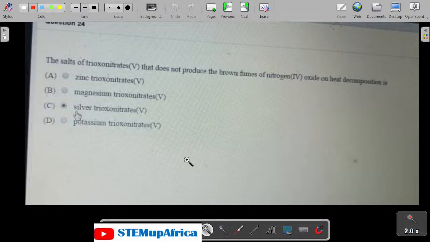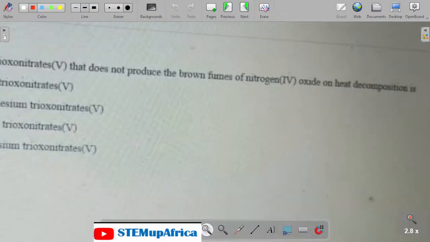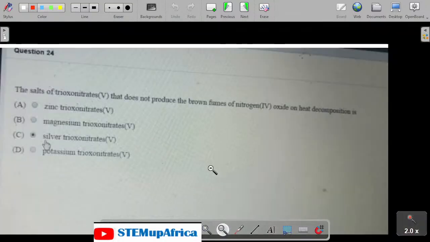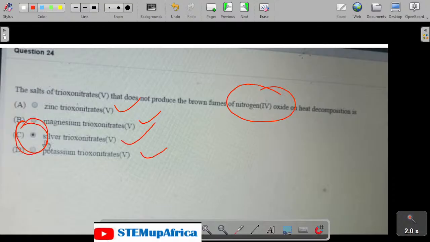A salt of nitrate that does not produce brown fumes of nitrogen oxide. That's the color of nitrogen oxide, brown fumes, undecomposed on heating. So the others will produce brown fumes except silver. Silver nitrate will not produce brown coloration when heated.